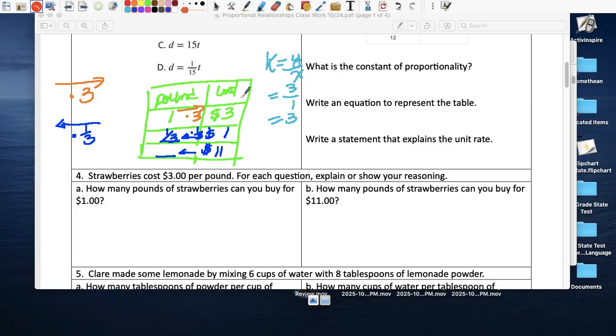What if I have $11? How many pounds of strawberries? Well, again, times 1/3. If I multiply 11 times 1/3, I get 11/3, which we can change to a mixed number. 3 goes into 11 3 times, with 2 left over. So I can buy 3 2/3 pounds of strawberries. That's the way that I would like you to do it.